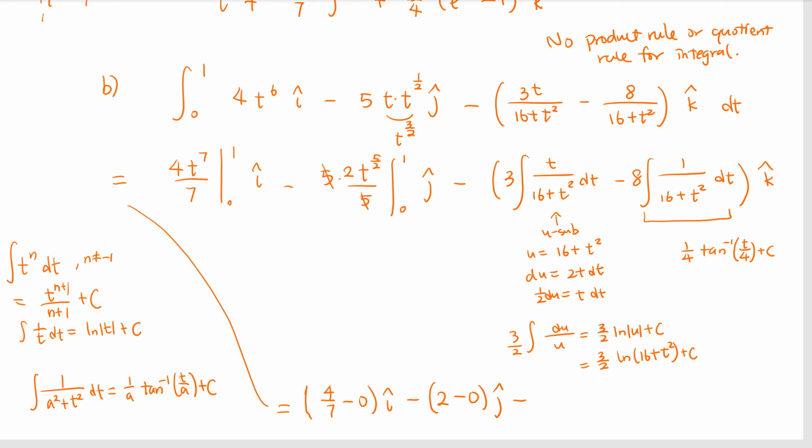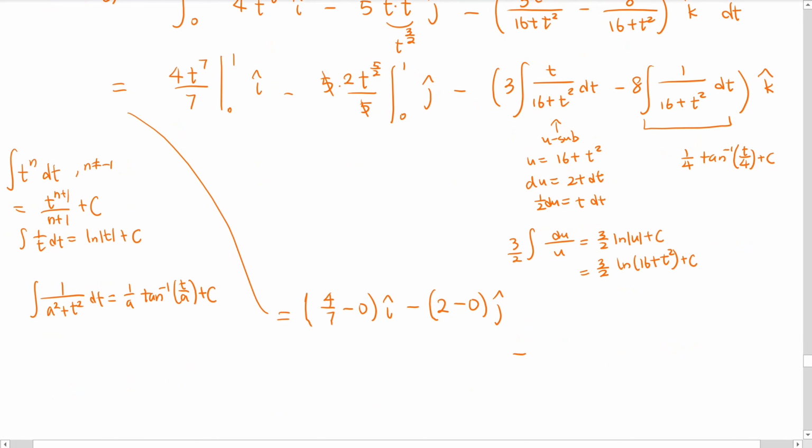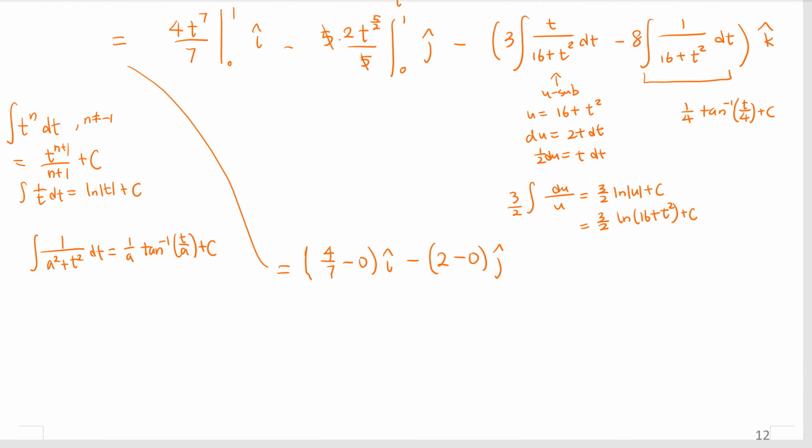J. Then we have here 3 times this guy. Okay, let's see. So we have 3 times 3 is 9 over 2 ln of 16 plus t squared, evaluated from 0 to 1. Oh, sorry, I forgot the 0 to 1. These are definite integrals. Okay, and then the 8 and the 4 cancel out. We have the 2 arctangent of t over 4, evaluated from 0 to 1.